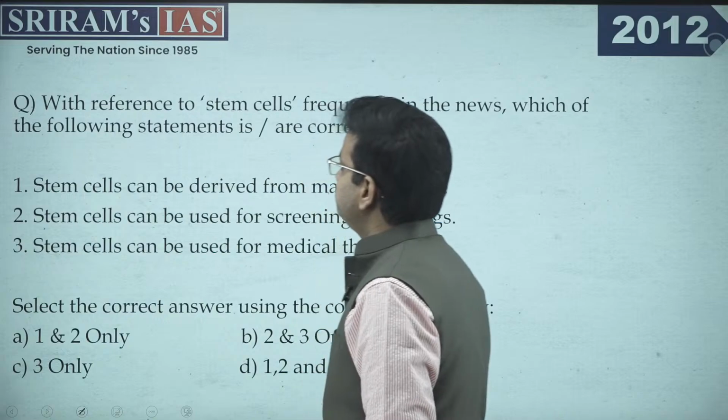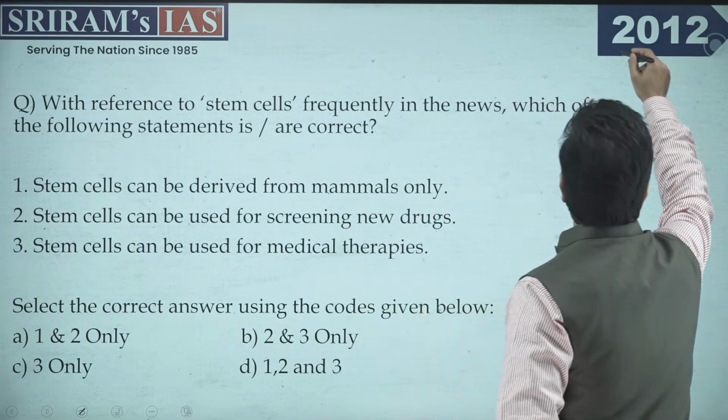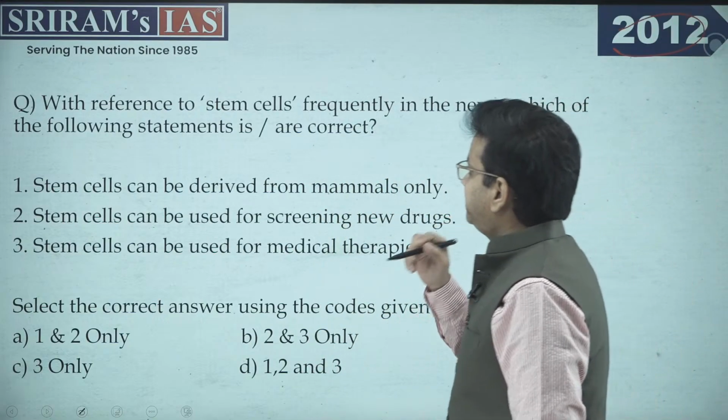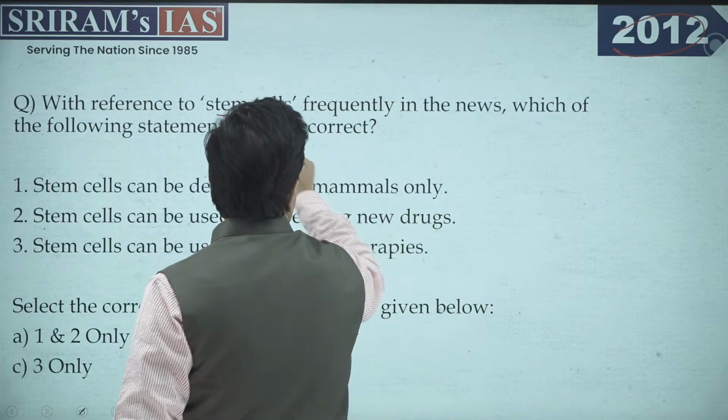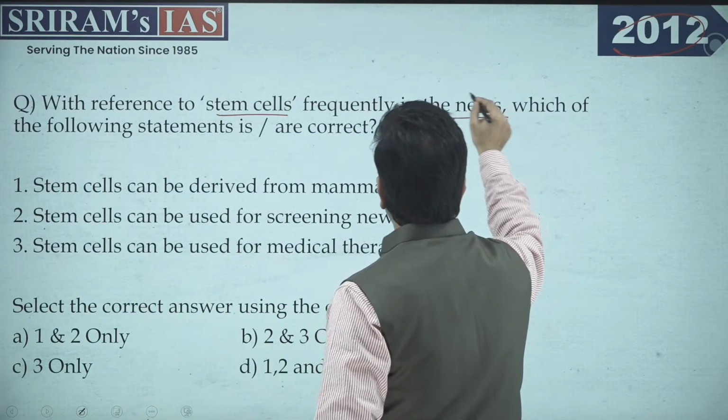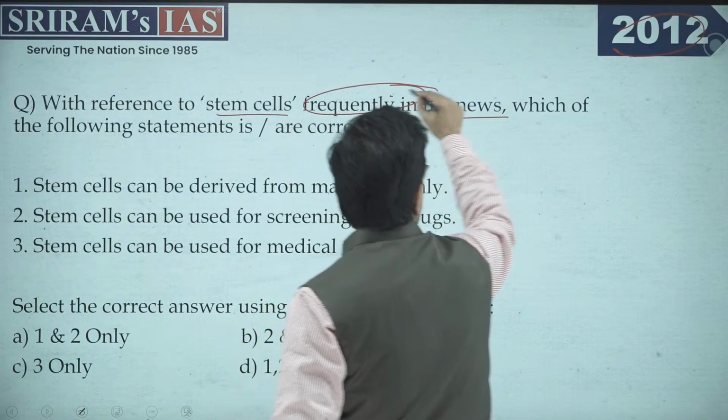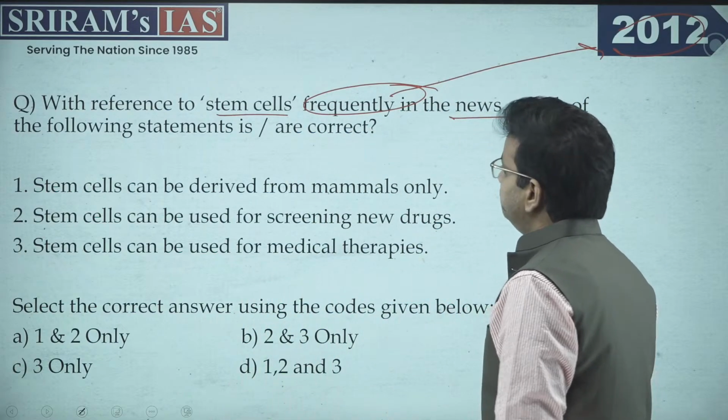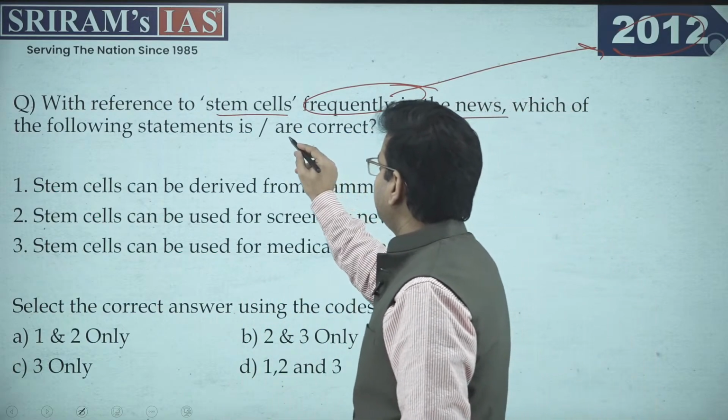Moving ahead with the other question, this is from 2012 again. With reference to stem cells, frequently seen in the news, this word 'frequently' is for this particular specific year. Which of the following statements are correct?